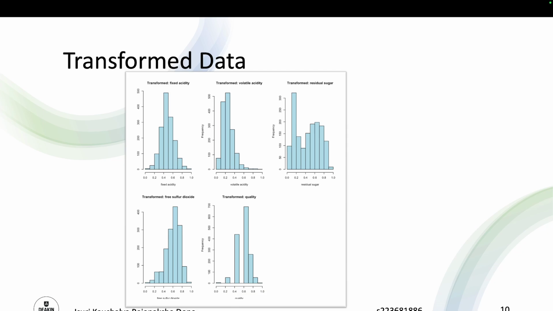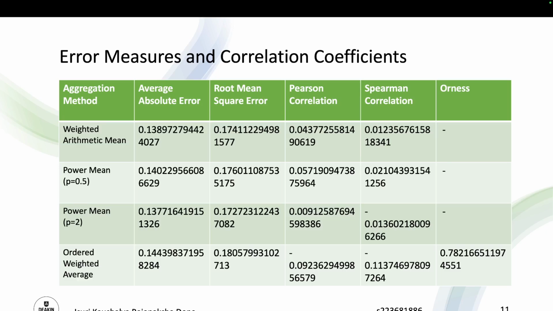Here you can see the variable histograms. I evaluated the aggregation functions on the transformed data: WAM, WPM, OWA, and the power mean with P from 0.5 to 2. I reported the MAE, RMSE, Pearson correlation, and other measures. The best performing model is the power mean with P equal to 2, which achieves the lowest RMSE and the lowest MAE with the highest correlation, indicating a tight fit in the transformed space.